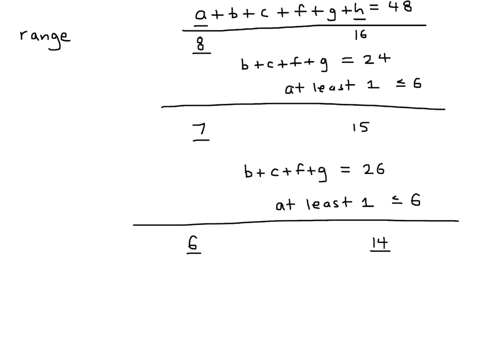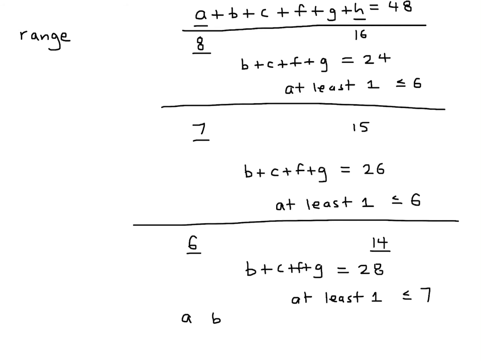And therefore, the remaining integers have to add up to 48 minus 6 minus 14, which is 28. Now, can this work? If you have 4 integers that add up to 28, then at least one has to be less than or equal to 7. And yeah, that'll work. So now we have to figure out what A, B, C, and D are.